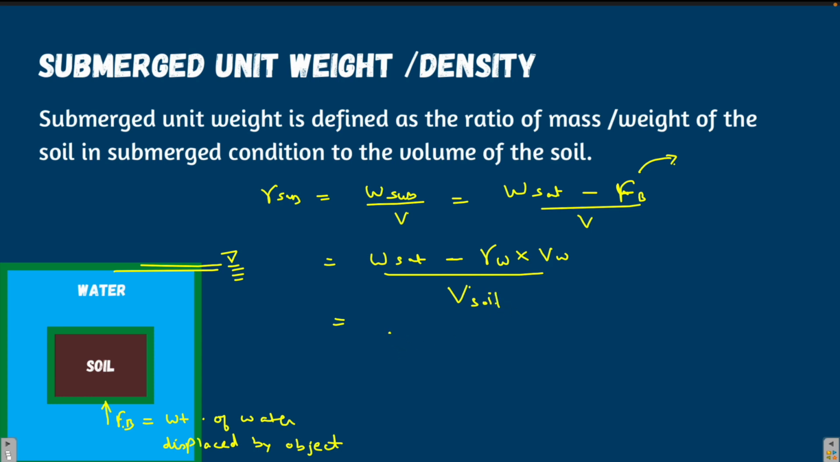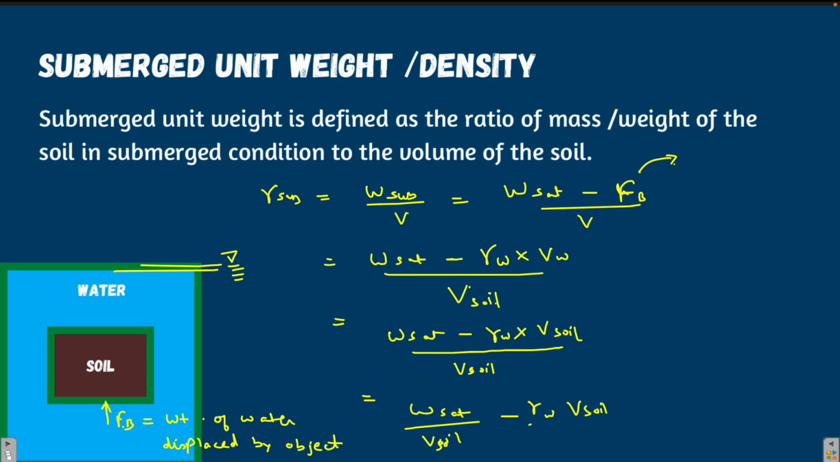Now it is same as W saturated minus gamma W. Now the volume of water which is being displaced by the soil is same as the volume of the soil. So soil will displace the water equal to its volume. Whatever the volume is of the soil, the same will be the volume of water displaced. So can we write this as the volume of the soil? That means W saturated by volume of soil, minus gamma W into volume of soil by volume of soil.